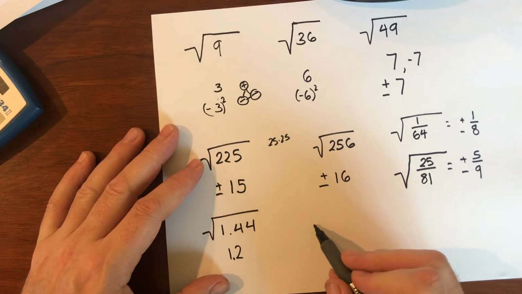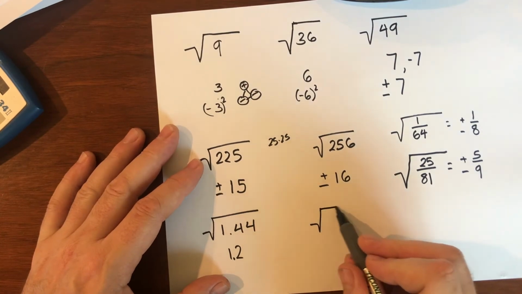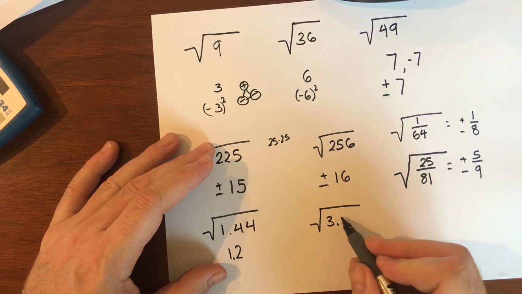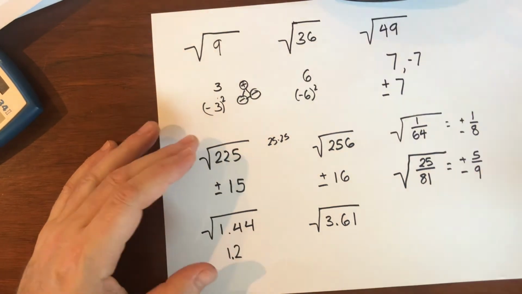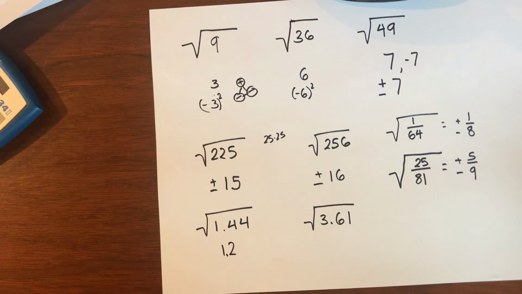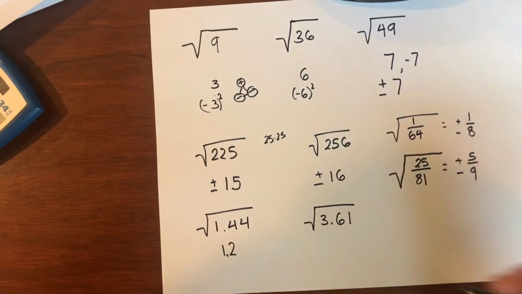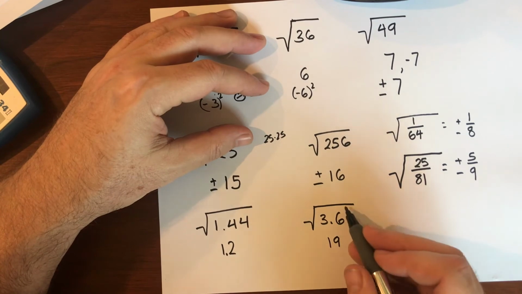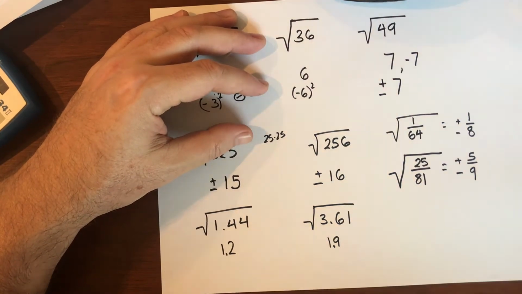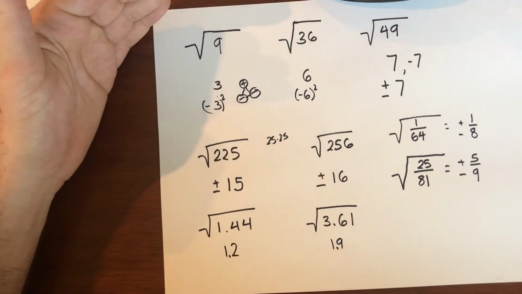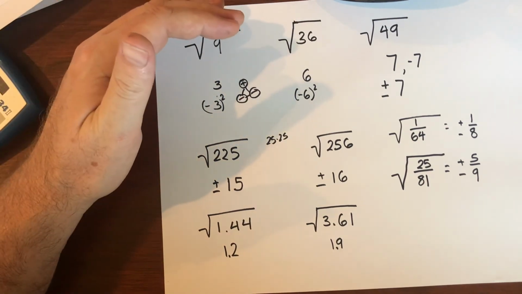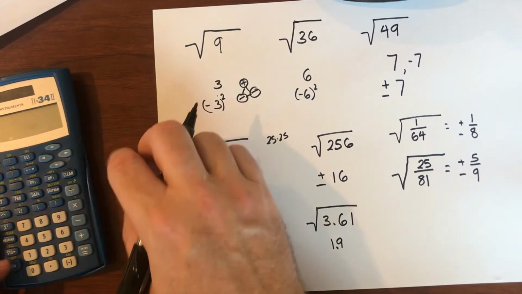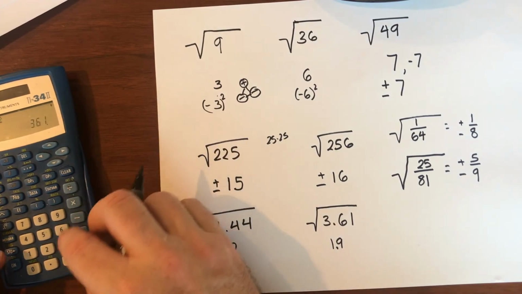Let's take the square root of 3.61. If you go and you look at the number chart, you found that it was 19. 19 squared is 361. There's 2 decimals, so there's only 1 there. See? It's not that crazy. I'm going to give you one you may not know, and I'll help you figure this out real quick.